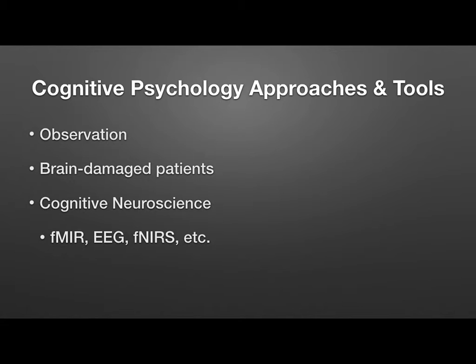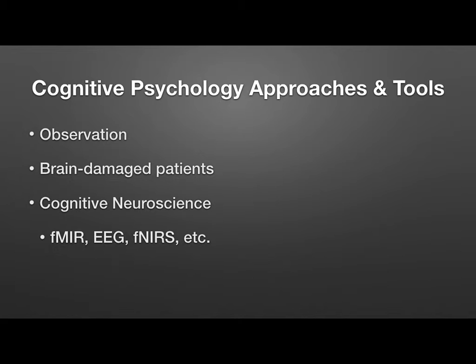In cognitive psychology, the approaches and tools that are used are typically observations, so behavioral observations. A lot of tasks with timing people, seeing how many things somebody might remember if you give them a list of words, seeing how many they remember after 3 minutes, after 6 minutes, plotting things like that.